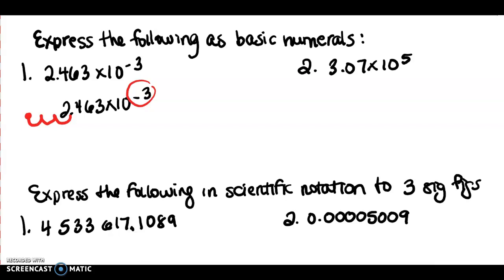What we always do is put a 0 in front of our decimals, and we're going to fill in any empty gaps with zeros. So this number becomes 0.002463. Okay, moving on to the next one now.